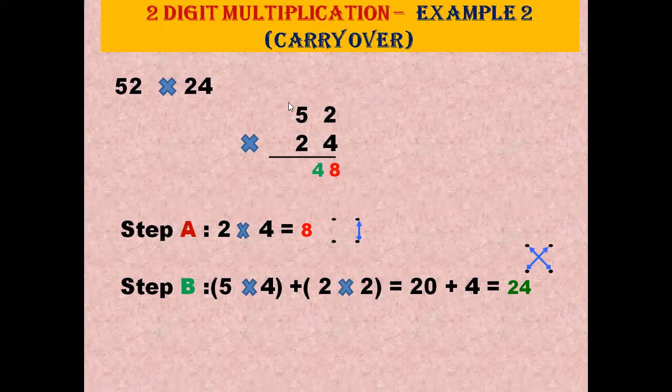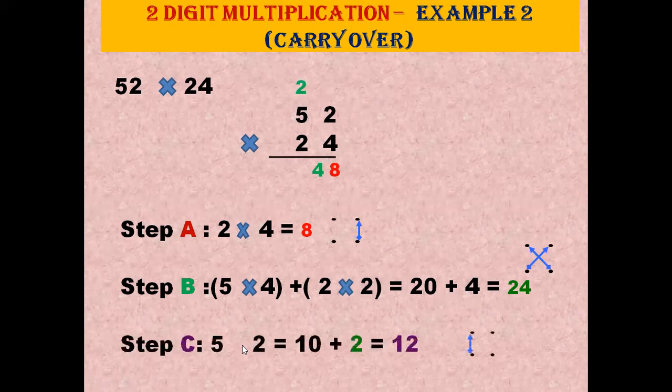We write 4 and we carry over 2 to the leftmost digit. The last step is we multiply the leftmost digits vertically, 5 into 2. So 5 into 2 gives us 10, and we add the carried over 2, and we write 12.